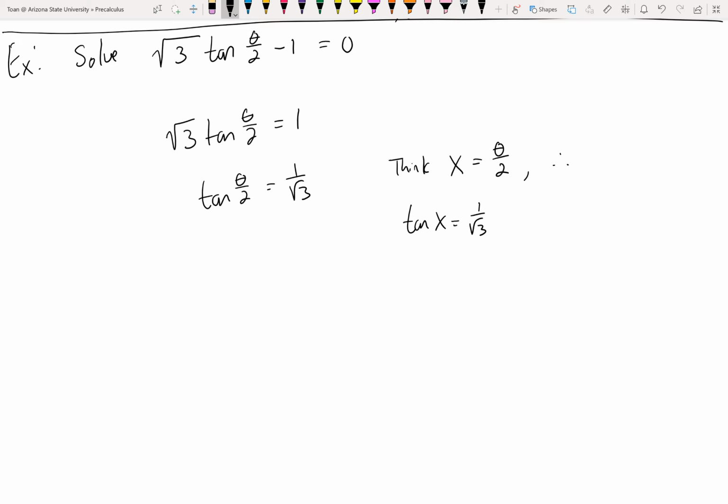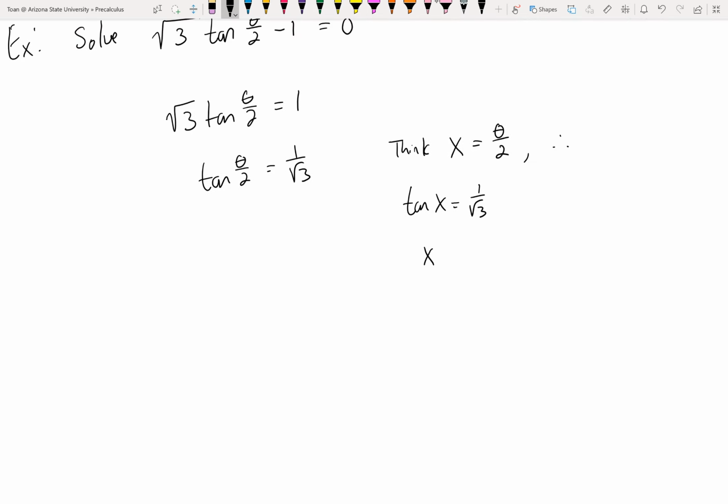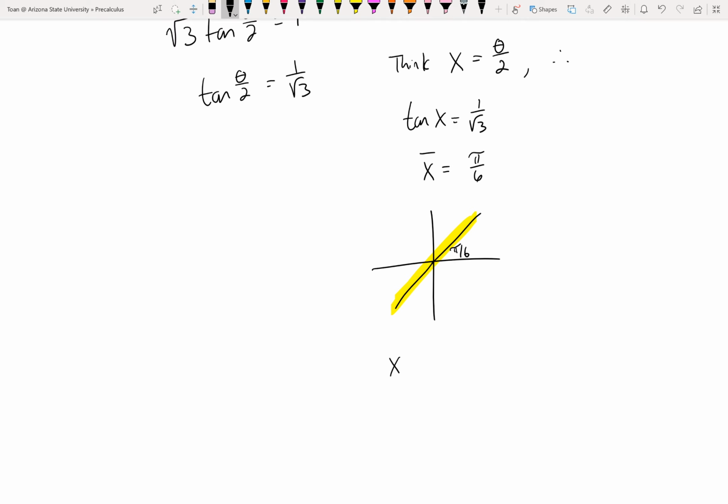That should be pretty easy for us. This is a basic trig equation. What is the reference angle? What angle has a tangent value of 1 over radical 3? That's pi 6. What quadrants is tangent positive in? It's in the first quadrant and the third quadrant. I'm not going to bother figuring out the other angle. We already know it's symmetrical, so there's going to be one statement. So I hope everyone can agree that x equals pi 6 plus pi k.